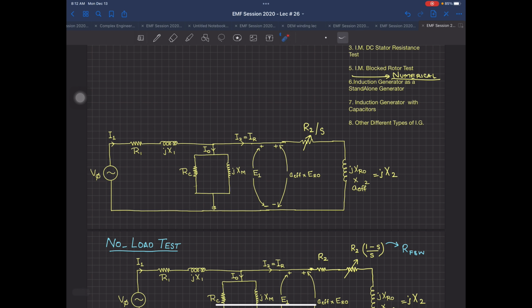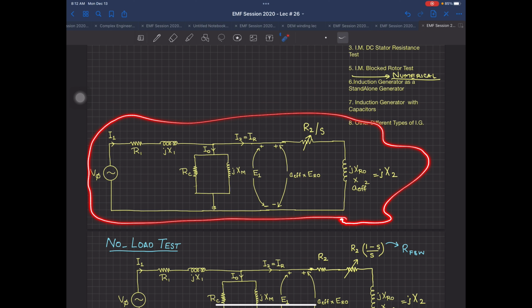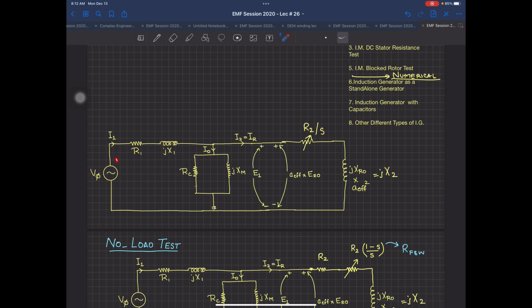I have the same equivalent circuit, I am copying the very same equivalent circuit over here. The phase voltage is there, the R1 is there, jX1 is there, Rc is the core losses, which is actually the hysteresis and the eddy current losses. jXm, the air gap magnetization, E1 or actually Ea, effective E_R0, is actually the voltage induced in the rotor referred to stator side. This is very important.